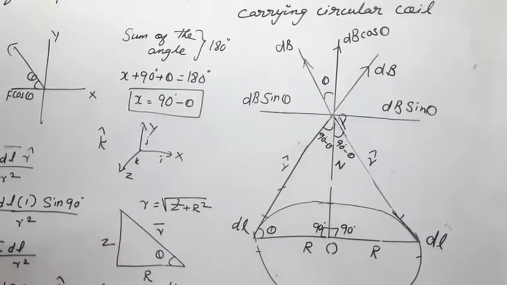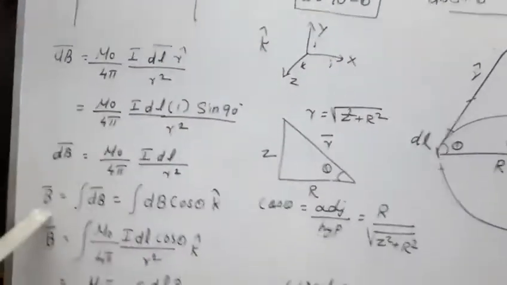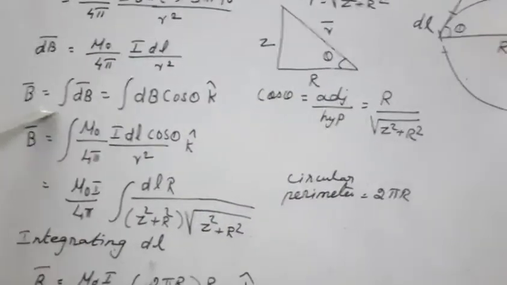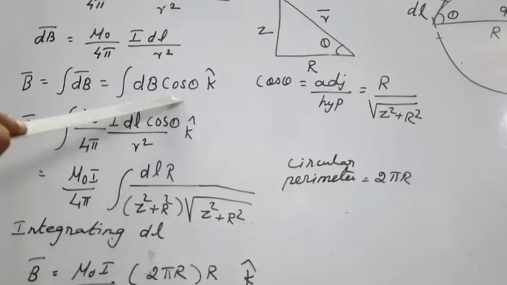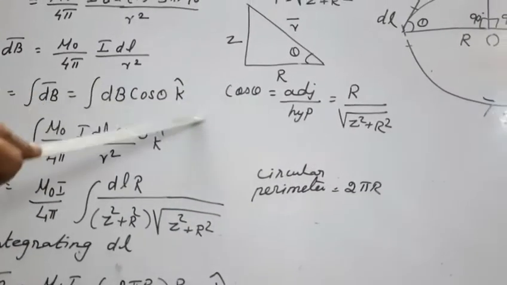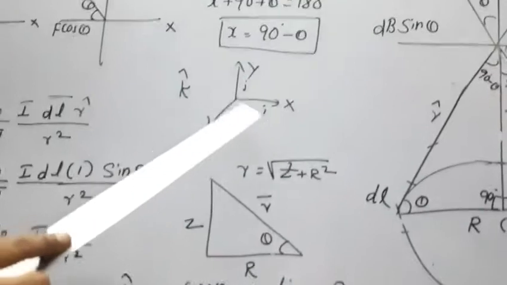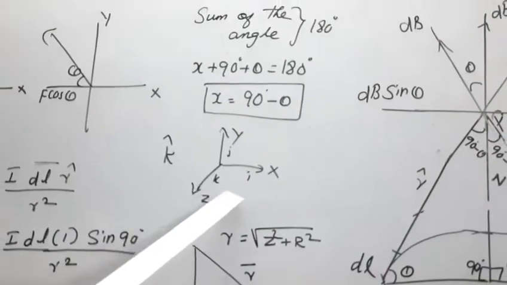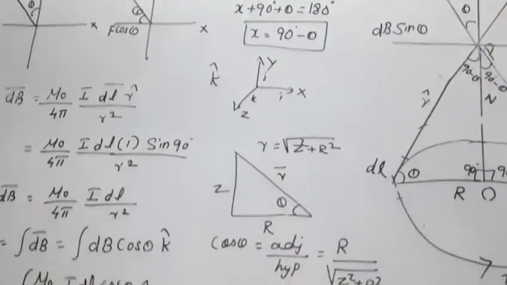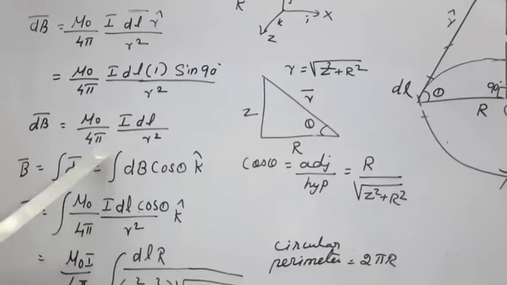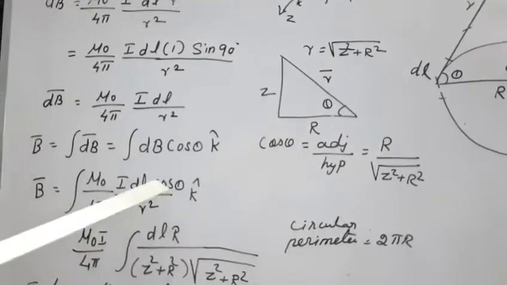Therefore, the total magnetic field is calculated by taking the integral of dB. So B vector equals the integral of dB vector, which equals the integral of dB cos theta k vector. Why are we taking k cap? Because for the z-axis value we have to take the unit vector. That's why we are taking k cap. Therefore, B vector equals the integral of mu naught by 4 pi, I dl by r square, into cos theta k cap. Here, the cos theta value we have to calculate from the diagram.